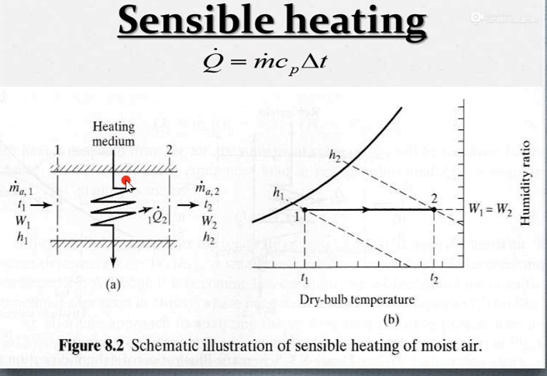Cp is humid specific heat. It is not the specific heat of air, it is the humid specific heat. So we should remember the value of Cp, that is 1.022. In some of the books the humid specific heat is denoted by CPM. Delta T is the dry bulb temperature difference, that is T2 minus T1. So by using this formula we can calculate heat added to the air. So this is the schematic illustration of sensible heating of moist air.